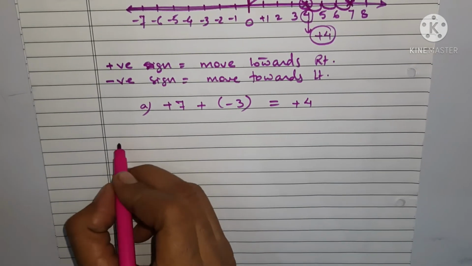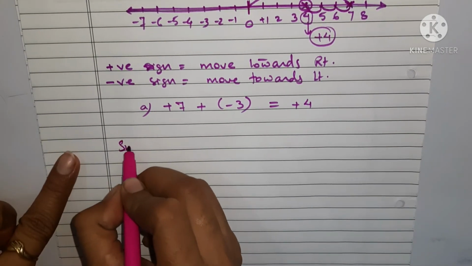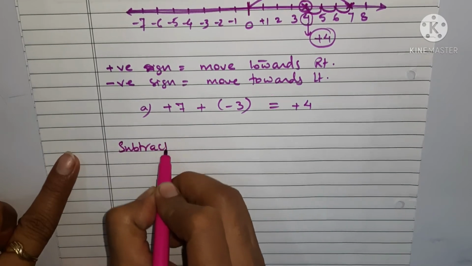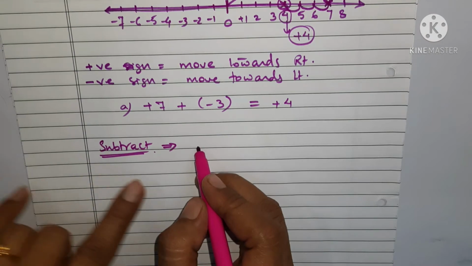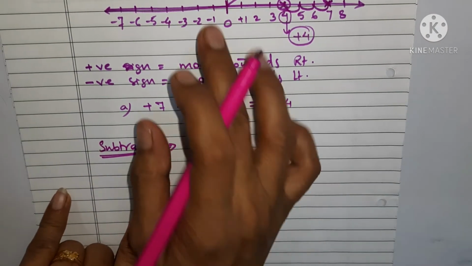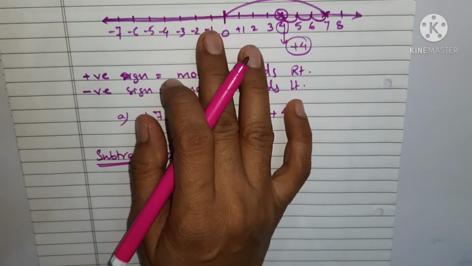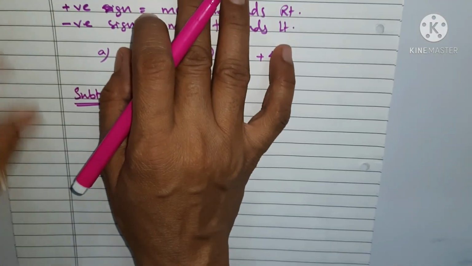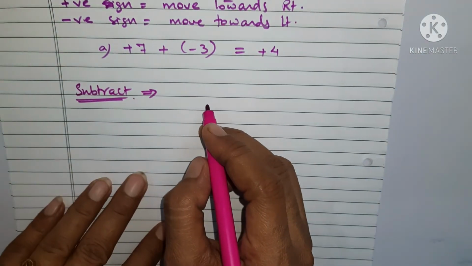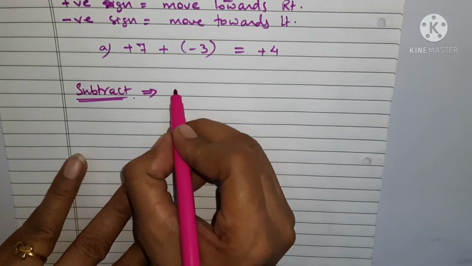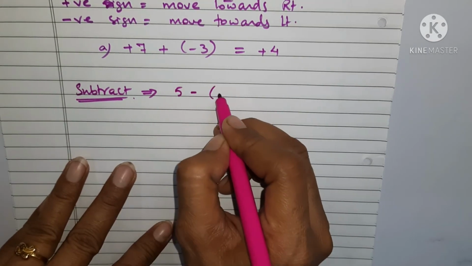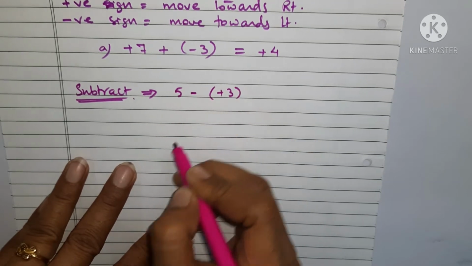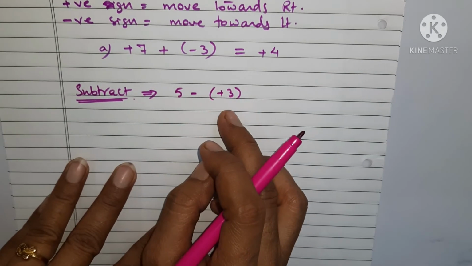Now let us take another example, and it is of subtraction. Suppose you are given subtraction. How to show subtraction on a number line? Okay, so let us take one example. Suppose you are having 5 minus plus 3, and you have to find the answer to this.